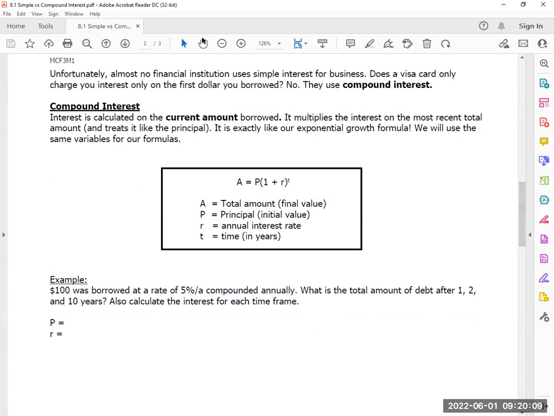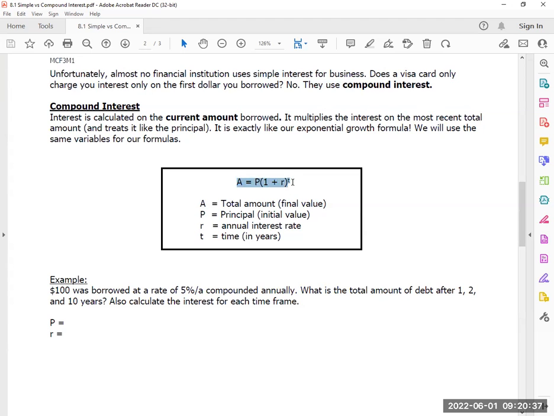So let's take a look right here. Unfortunately, next page, almost no financial institutions use simple interest for business. Does a Visa card only charge you interest for $1? No, they will charge you interest on whatever you have on your balance. They use some variation of compound interest. So let me try to explain.